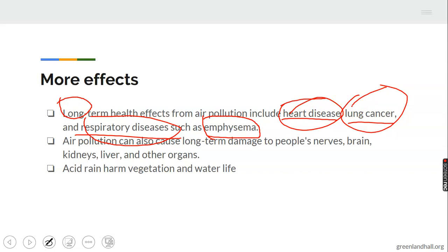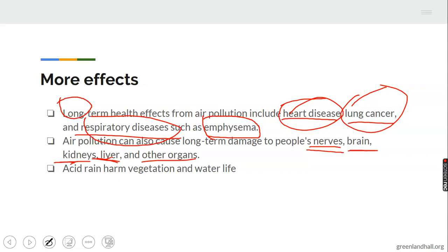Then air pollution can also cause long-term damage to people's nerves, brain, kidney, liver, and other organs. Long-term damage to people's nerves. It will start in a day, but it might not be visible in a day. You may not know that anything is happening to the person on the first day it starts. But after a long number of years, the person begins to exhibit some symptoms of nerve problems, brain problems, kidney problems, liver problems, and other organs. That's why you see people smoking, and they say they are liable to die young. Why? Their kidney, their liver, their brain, other organs in their body, their lungs are being affected.